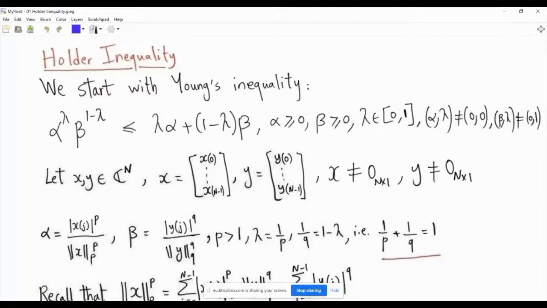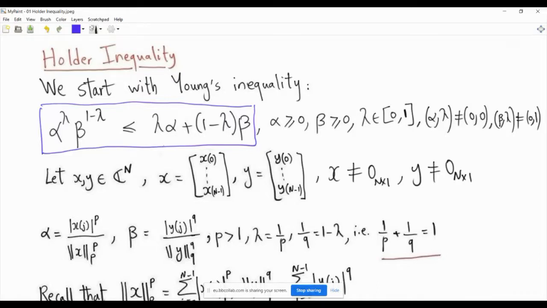Basically, we will start the proof of the Holder inequality, and a key inequality that is used here is Young's inequality. It tells you that if alpha and beta are two positive numbers, and lambda is between 0 and 1, then alpha to the lambda times beta to the 1 minus lambda is less than or equal to lambda alpha plus 1 minus lambda beta.